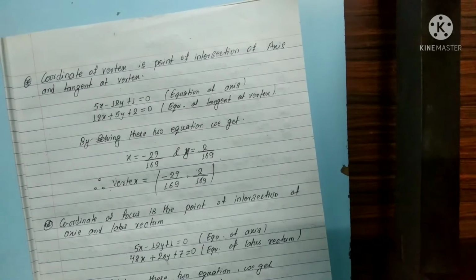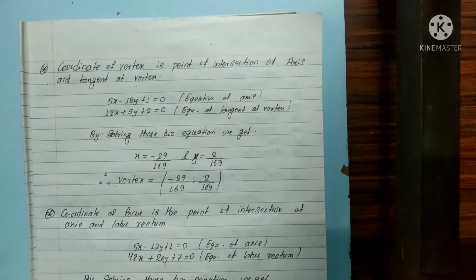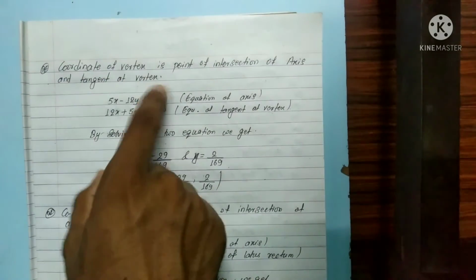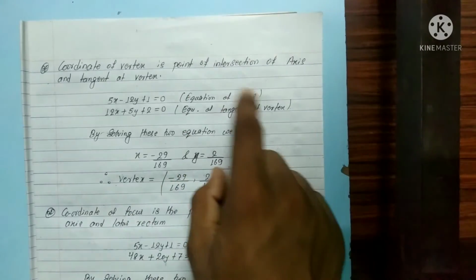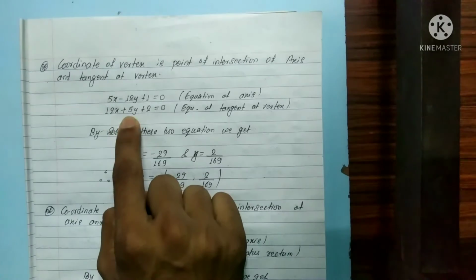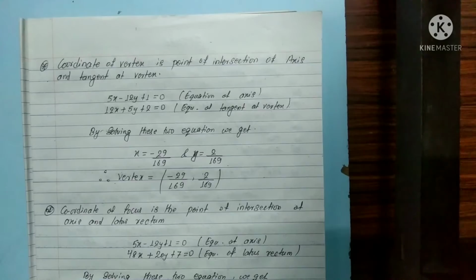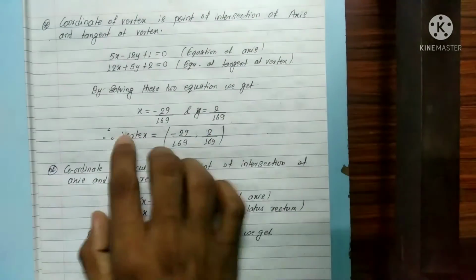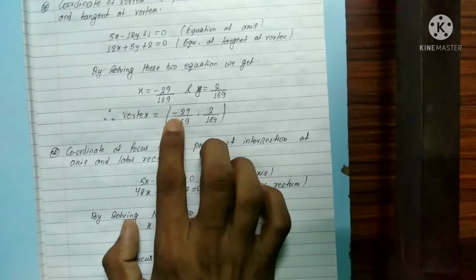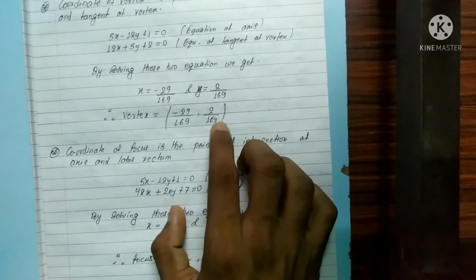Coordinates of the vertex. The coordinate of the vertex is the point of intersection of the axis and the tangent at the vertex. The equation of the axis is 5x minus 12y plus 1, and the equation of the tangent is 12x plus 5y plus 2 is equal to 0. By solving these two equations, we get the vertex. So the vertex is equal to minus 29 by 169 and 2 by 169.